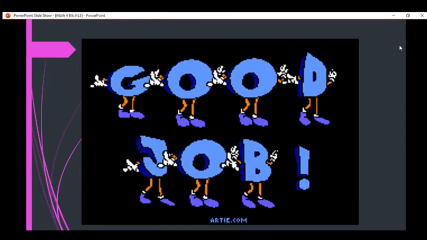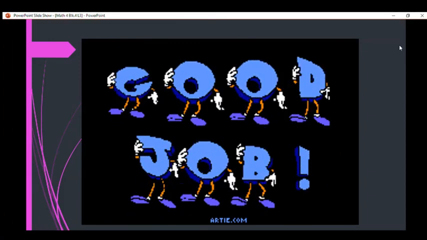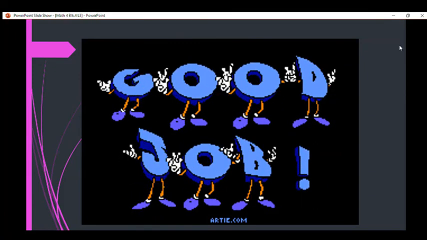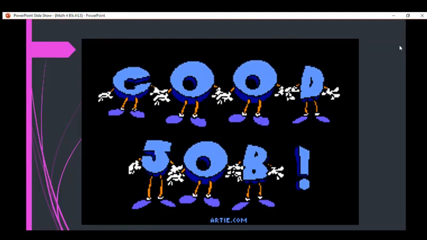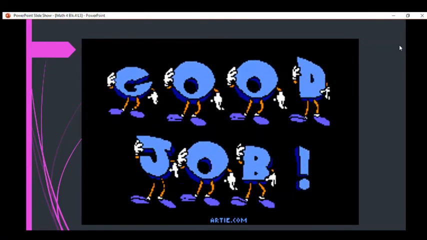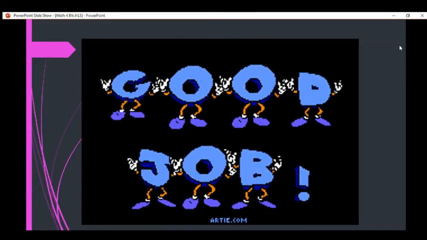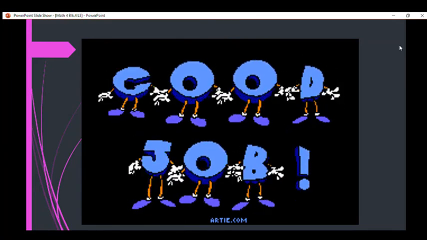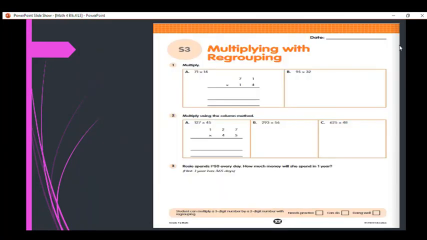So now that you know how to multiply a 3-digit by a 2-digit number with the column method, we can now proceed with our workbook. So open your workbook in page 22. Set work number 3, multiplying with regrouping. Again, open your workbook in page 22, multiplying with regrouping.